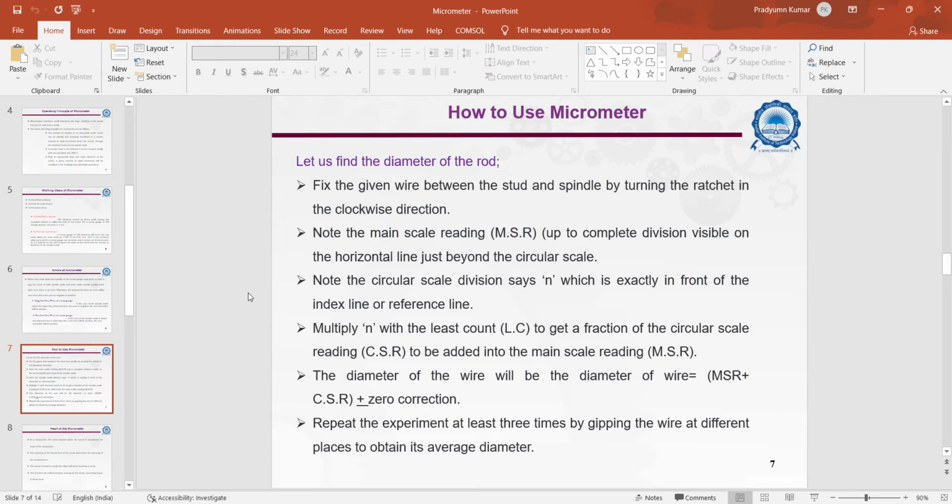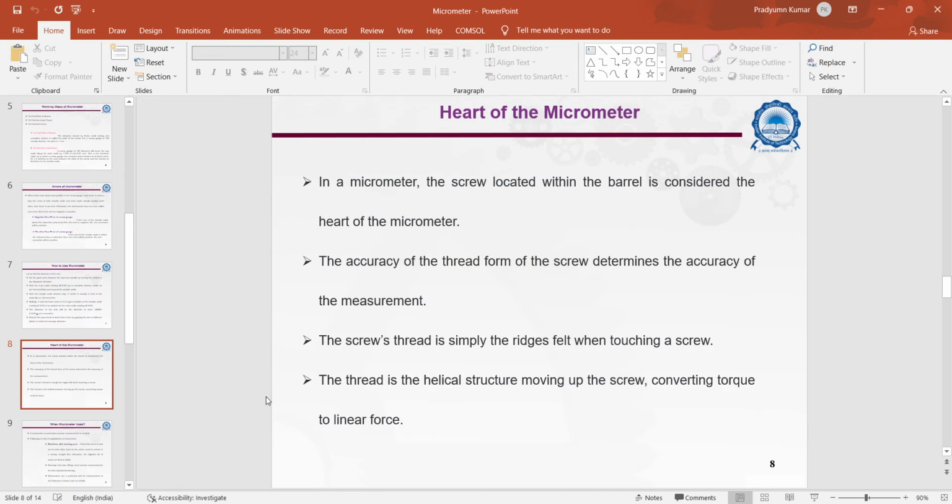Multiply N with the least count to get a fraction of circular scale reading to be added into the main scale reading. So the diameter of the wire will be main scale reading plus circular scale reading plus or minus zero correction. Repeat the experiment at least 3 times by gripping the wire at different places to obtain its average diameter. What is the heart of the micrometer?